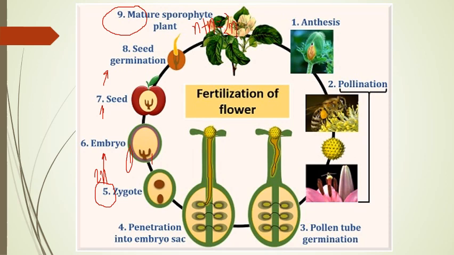And before moving to double fertilization, I must mention that double fertilization occurs only in angiosperms, and because of this double fertilization, both the polar nuclei of the embryo sac are fertilized as a result of the double fertilization event.